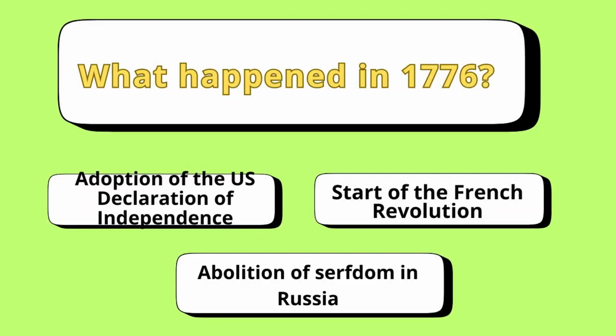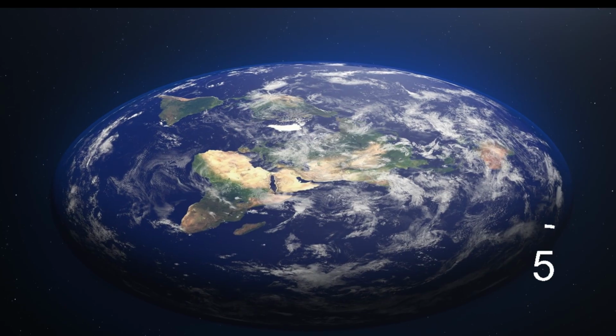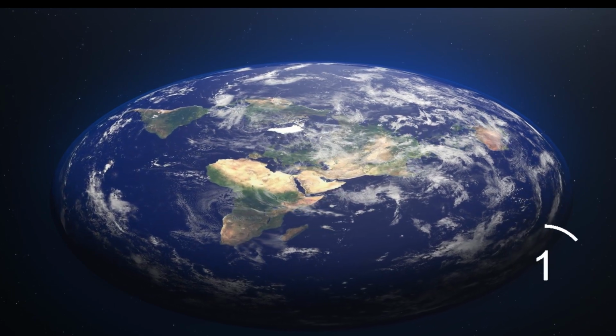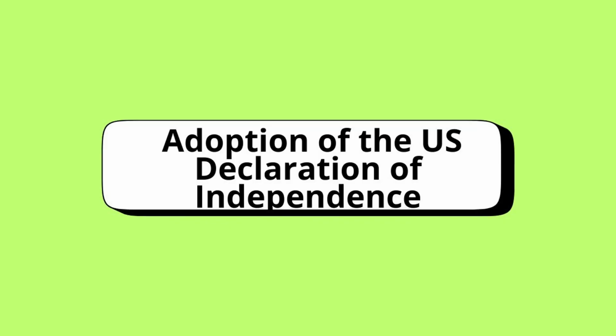What happened in 1776? A. Adoption of the U.S. Declaration of Independence. B. Start of the French Revolution. C. Abolition of serfdom in Russia. Adoption of the U.S. Declaration of Independence.